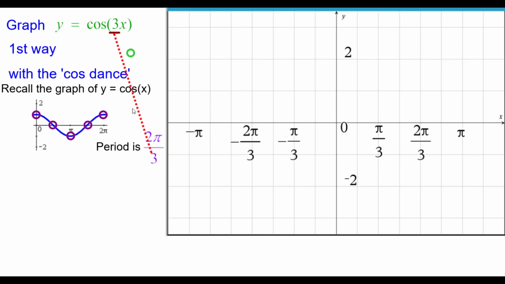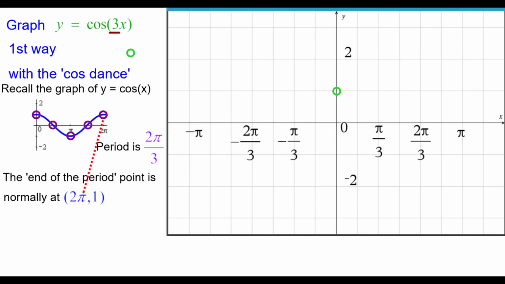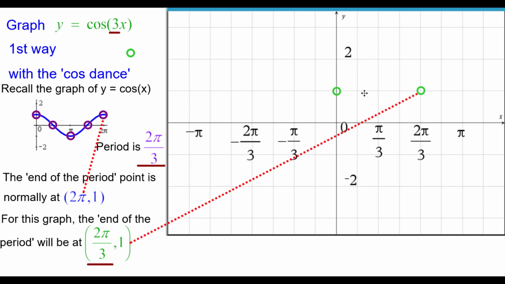So again, the period is 2 pi over 3. The initial point is normally at 0, 1. That point is unaffected by the 3 here, so we will still start at 0, 1. The end of the period is normally at 2 pi comma 1. It's 2 pi away, a period. But this time it's going to be at 2 pi over 3, 1, because the period is 2 pi over 3.